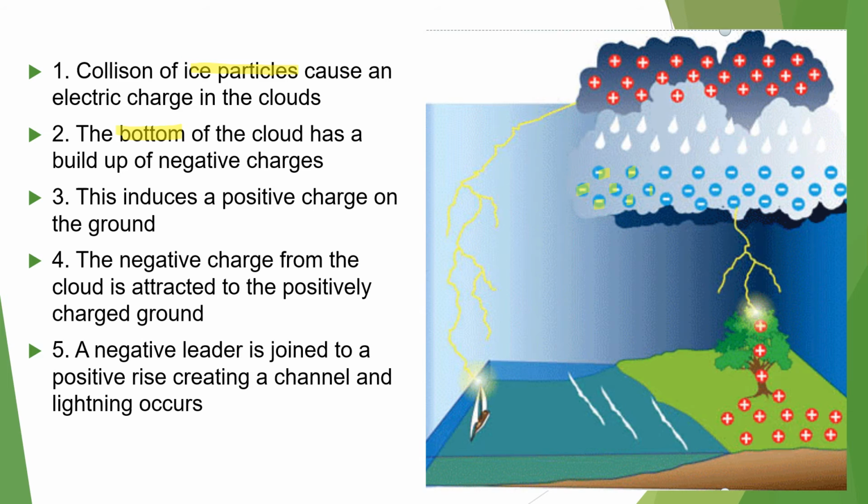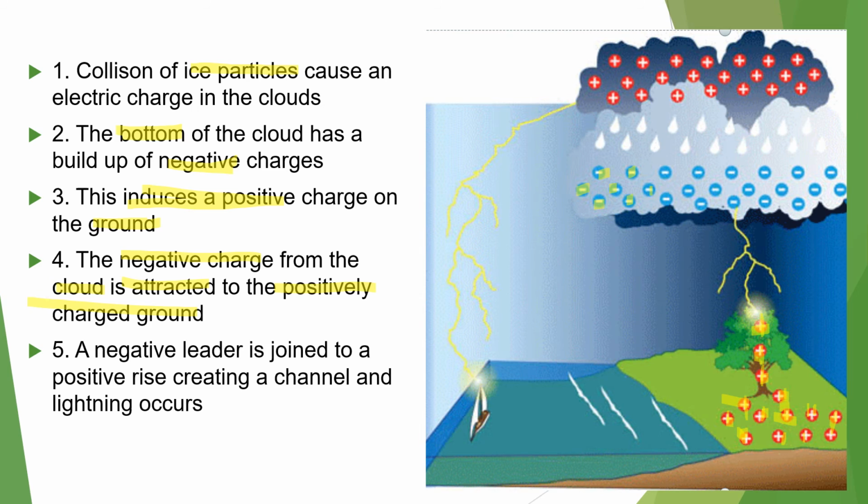This induces a positive charge on the ground. Because all of the negative charges, all the electrons, are going to the bottom of the cloud, this is causing an attraction to the positive charges on the ground. So we know opposite charges attract. In this case, because we have negatives building up at the bottom of the cloud, the positives on the ground are trying to get as close to those negatives as possible. The negative charge from the cloud is attracted to the positively charged ground.